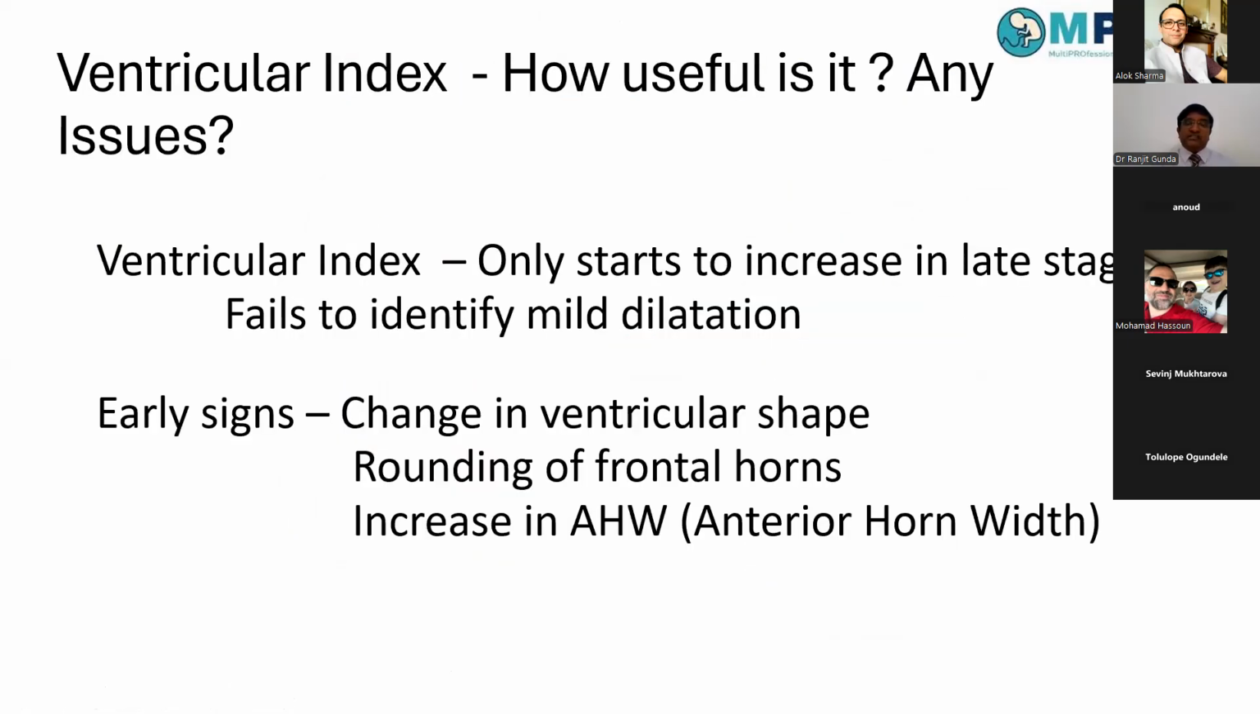As I said before, the ventricular index only starts increasing in the lateral part and fails to identify the initial mild dilatation. The early signs are generally a change in shape: the ventricle starts ballooning first, with rounding of the frontal horns. If you look at the first picture, Dr. Naushin's images, perhaps if we get a chance at the end of the presentation we can go back to them. Rounding of the frontal horns and increasing anterior horn width are the two early signs that might be more helpful than the ventricular index in suggesting ventriculomegaly.